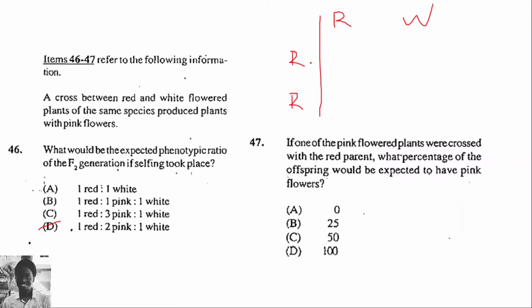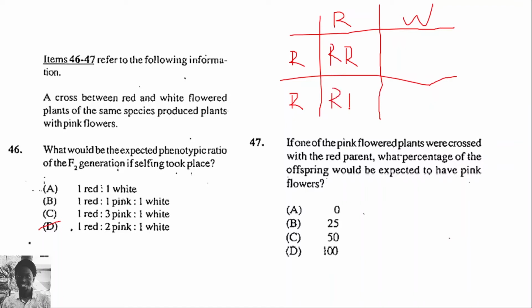So when we cross them, we want to find out what percentage of the offspring would have pink flowers. So here we would get red here, R. We would also get red here, R. And then here we will get RW, which is pink. And here we will also get RW, which is pink. So in this case, 50% would be red and 50% would be pink. So we have 2 out of 4 being pink, so that's 50%. So our answer is C.